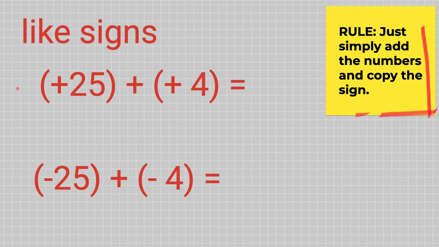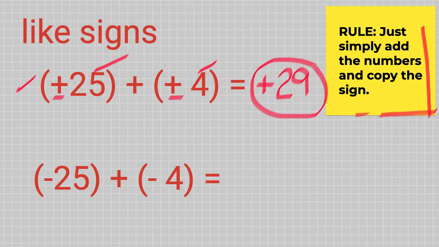Now let's check the first example. Positive 25 plus positive 4. If you observe, the numbers here, 25 and 4, have the same sign, and that is positive. Since the signs are the same, we can directly add the numbers. 25 plus 4 gives us 29. After that, copy the sign, and that is positive. So positive 25 plus positive 4, the answer is positive 29.